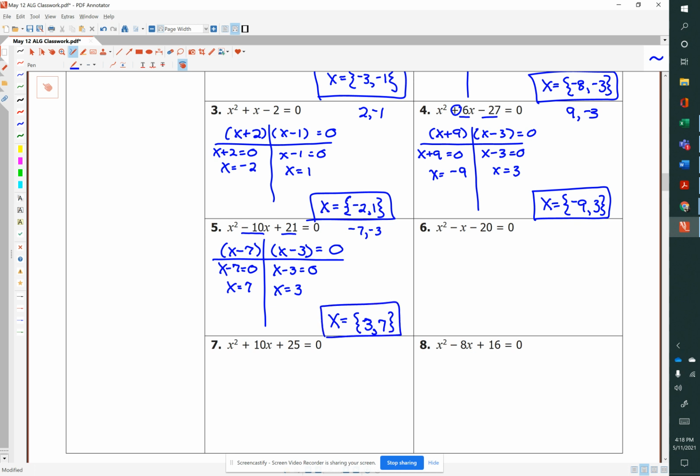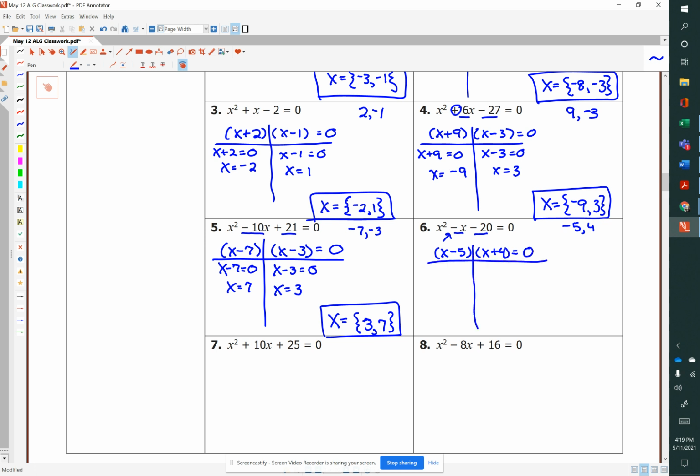And there we go. So number 6, x squared minus x minus 20 equals 0. We need two numbers that add to -1 and multiply to -20. So it will be a negative and a positive. The negative number will have the larger absolute value because of the -1 here. So that would be -5 and +4. So (x - 5)(x + 4) = 0.